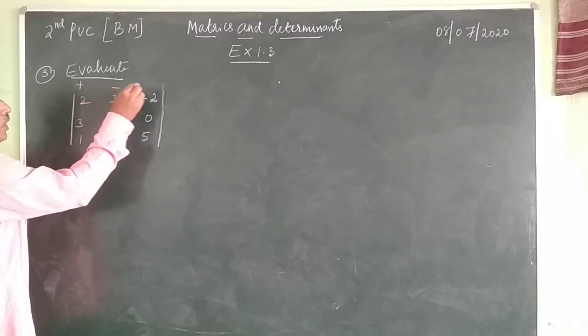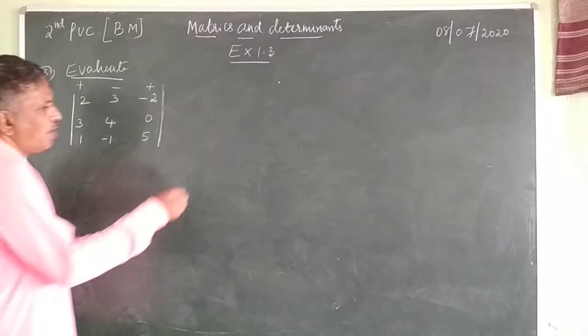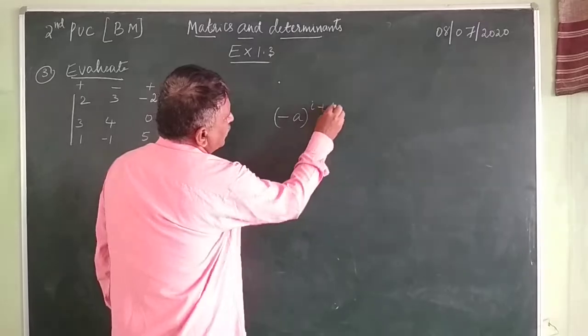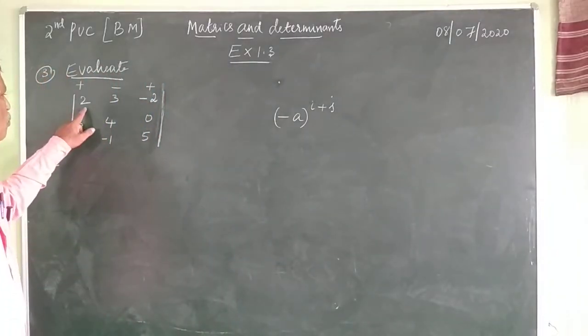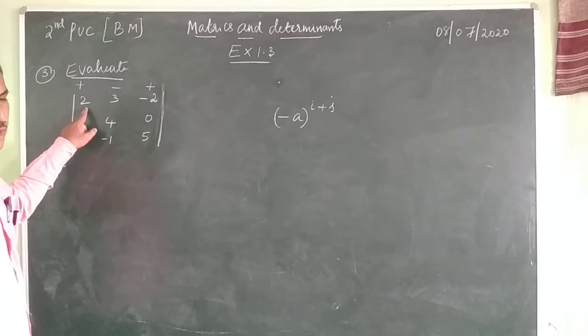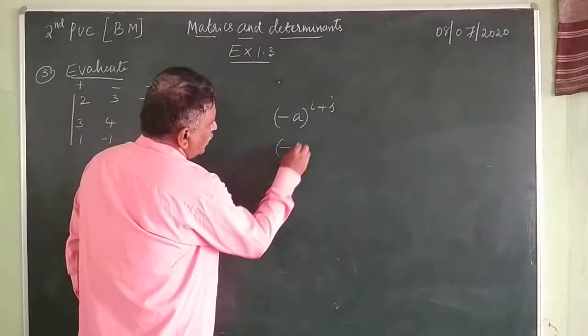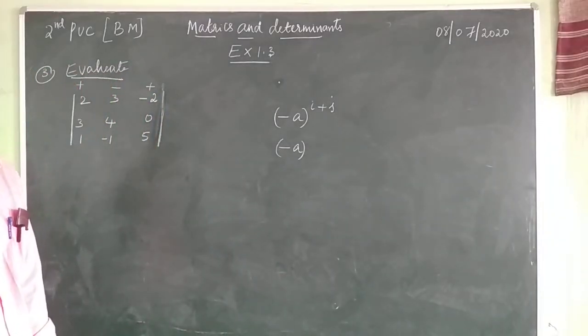So why should we take the plus sign, why the minus sign, and why the plus sign again for the third element? For that we have a formula: minus one to the power i plus j. For example, what sign has to be given for the first element? Remember, I told you that i refers to the row and j refers to the column.